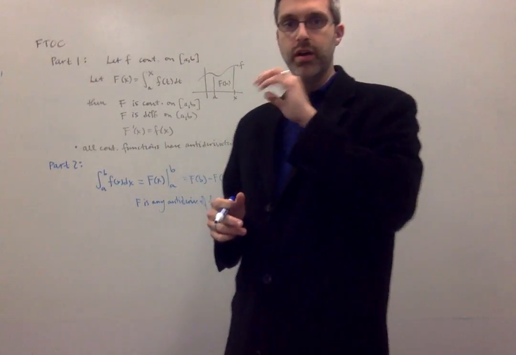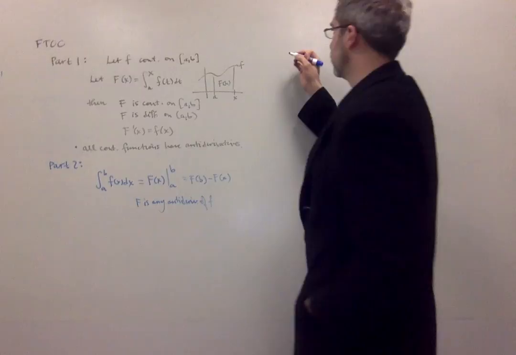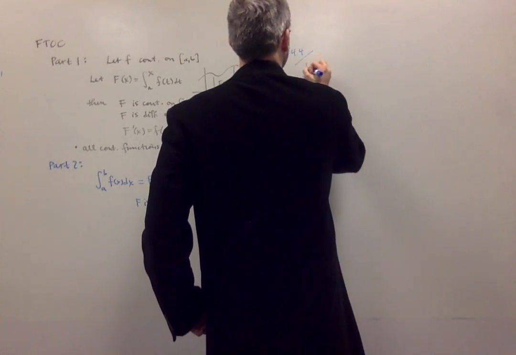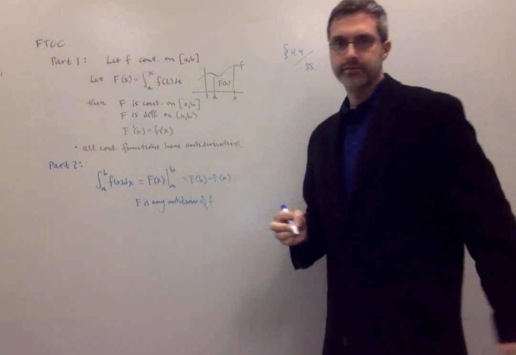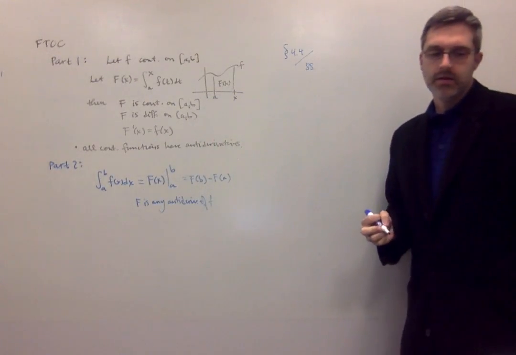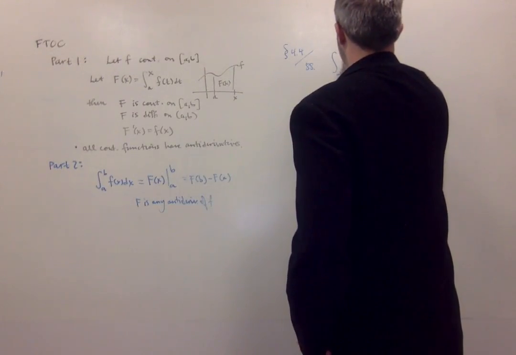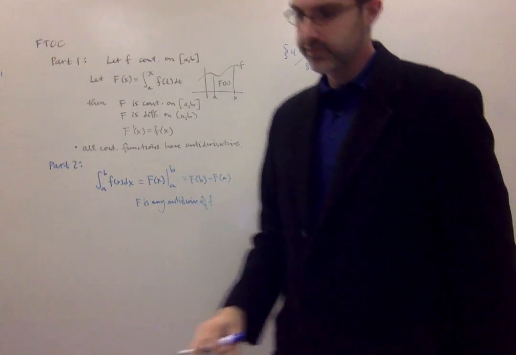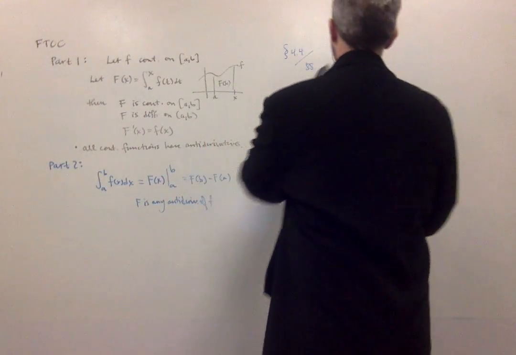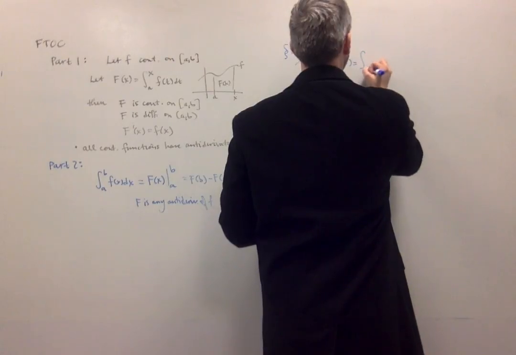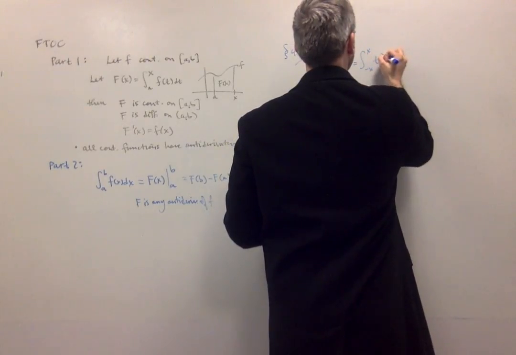Okay. The one homework question that I wanted to do from Section 4.4 was number 88. Okay, number 88. This said, let capital F of x be the area from negative x to x under t cubed.